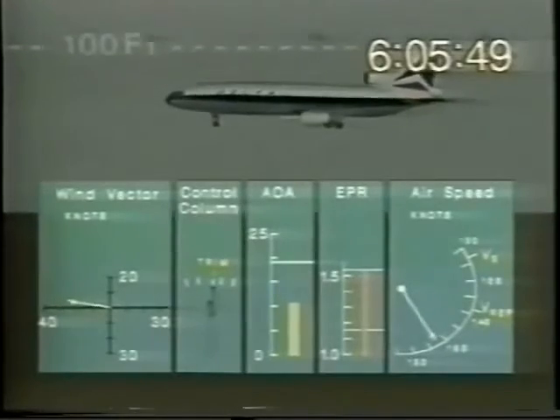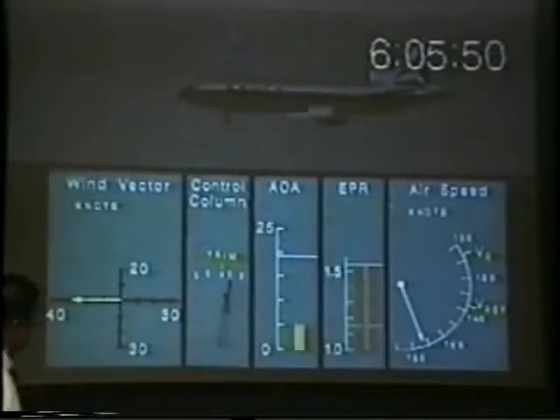Pull up. I'm going to freeze this here at 50 feet. I'm going to ask you two questions. Is there any energy in this airplane? Is there any lift left on this wing?